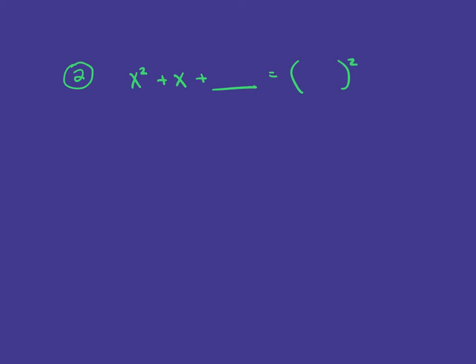Number 2, x squared plus x plus blank equals parentheses squared again. Not going to see very many of these, but just a couple examples here at the start of this lesson. So to figure out what goes in the blank, we're going to halve and then square the number that goes in front of x. The number in front of x here, the coefficient of x, is 1. So we want to halve and then square it.